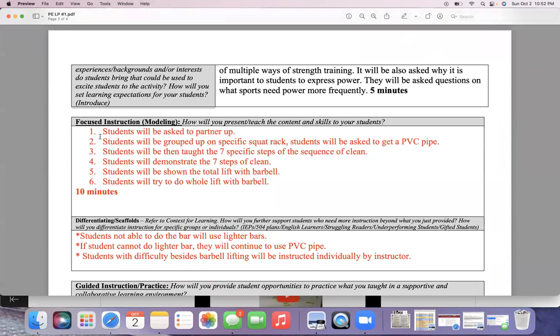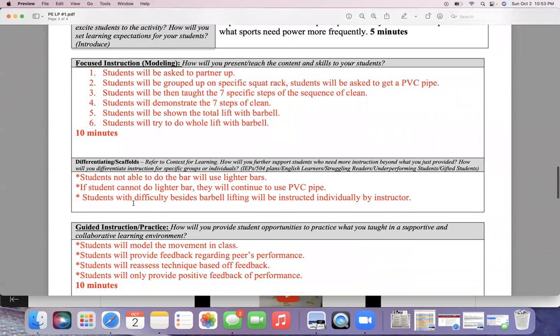Next is focused instruction modeling. So how will it be presented to the students? How will it be taught? Just some examples. He states that students will be partnered up and then demonstrate it with each other. The differentiating scaffolds, it's just ways to accommodate students who need extra help. So here he'll have students that might need to use lighter bars.